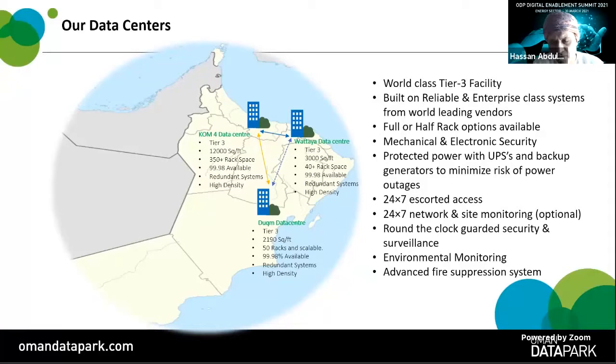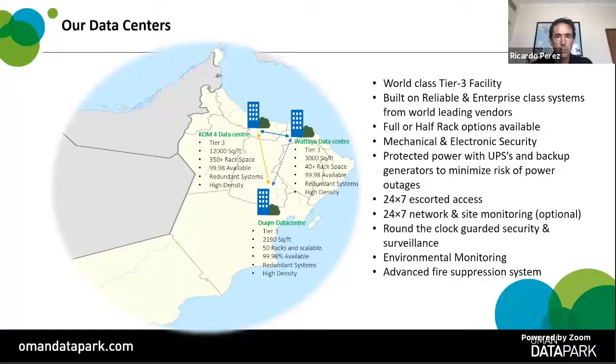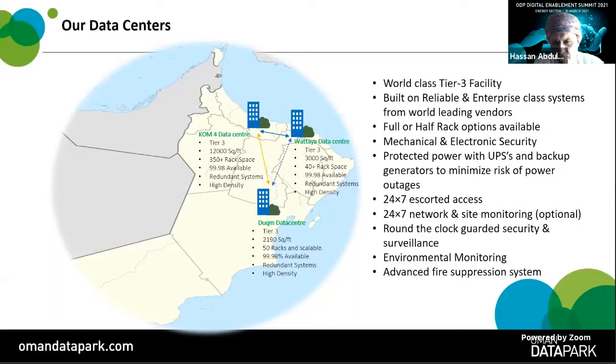Though we have three data centers across Oman, the choices here for you is you can put your workload within a Comm data center as a primary, and you can put your DR in Mutayya, or vice versa. So you can put your primary workload here and you choose your disaster here, or vice versa. These three data centers are interconnected via fiber, where you can spread your primary workload or even the disaster workload in any direction you would like to have.